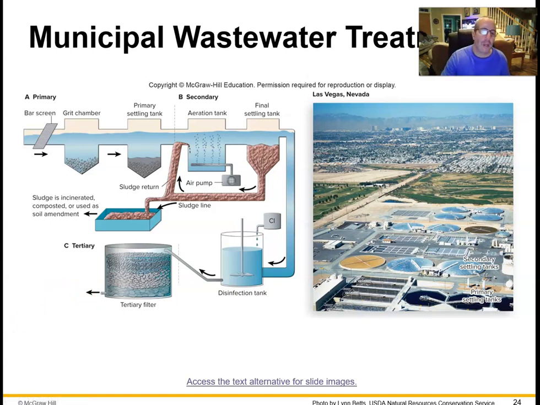By the time it comes out the back end, they have to do rigorous testing throughout this process, and it has to meet EPA standards before it can be reintroduced into a water body. So it has to be pretty clean to get back into that water source. So that's basically how a sewage treatment plant works.